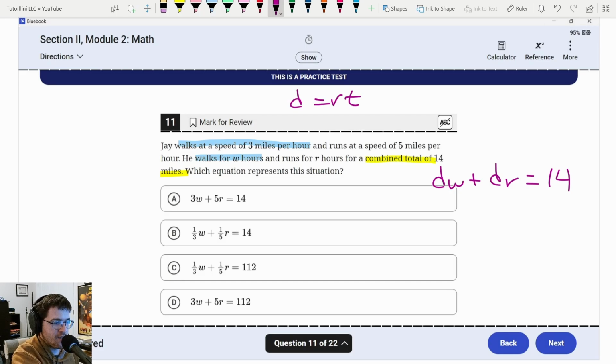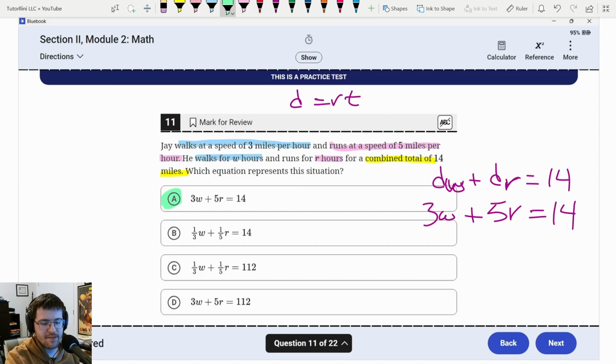So I can rewrite the distance d sub w as rate times time, 3w. And then similarly for the running, I have a speed of 5 miles per hour for r hours. So instead of d, I'll put rt, so 5 times r. Again, r is just the time. I know that's confusing. R in the problem means the time of running. It doesn't mean rate. Equals 14. And that is looking a lot like choice A. So the distance from walking plus the distance running equals 14. Then we just replace it using d equals rt.